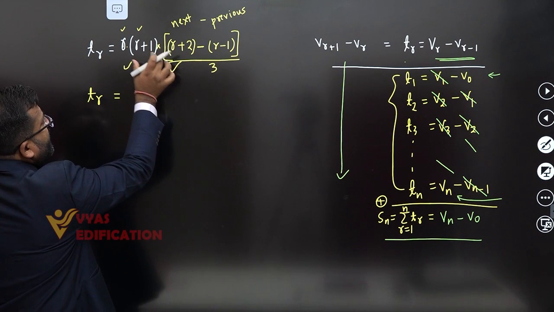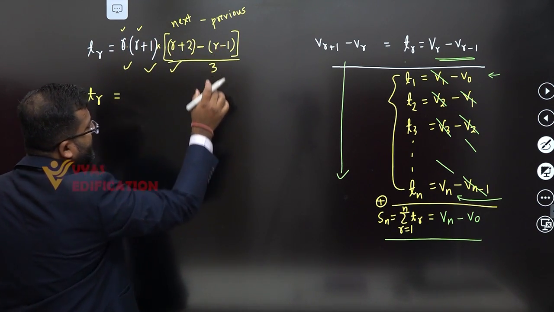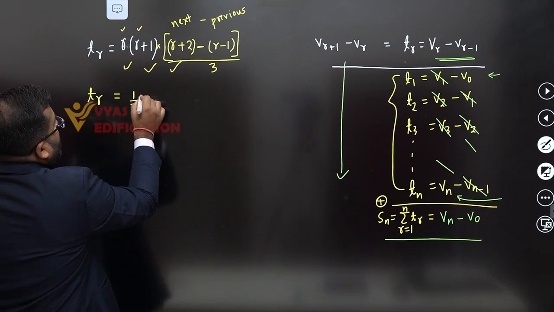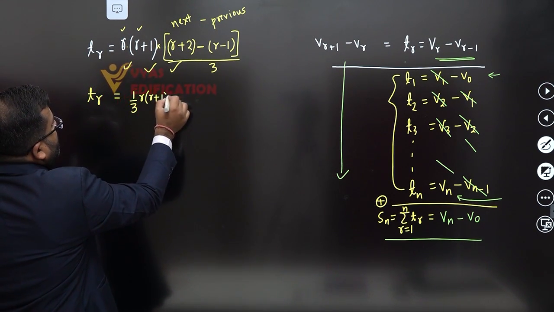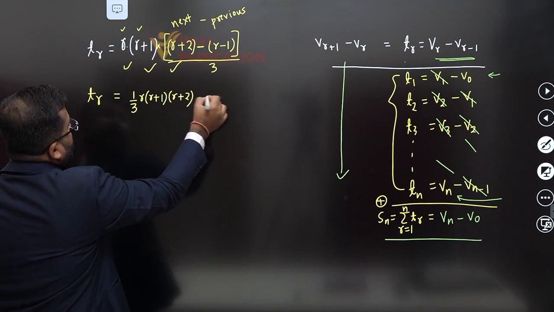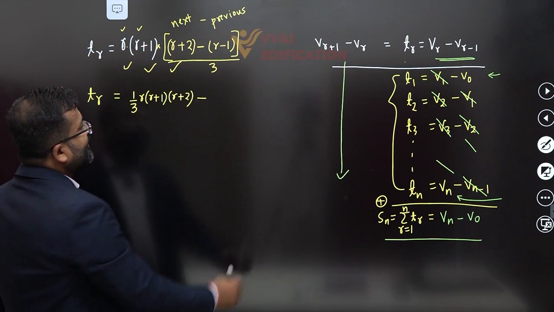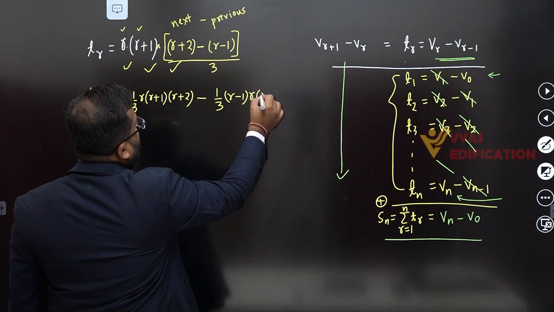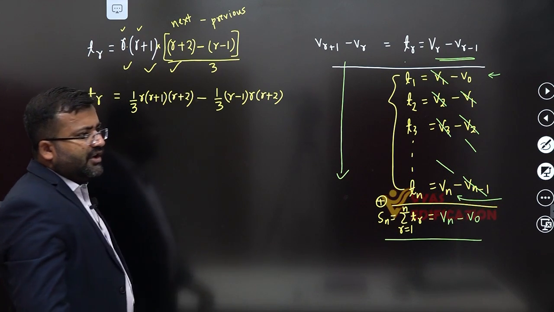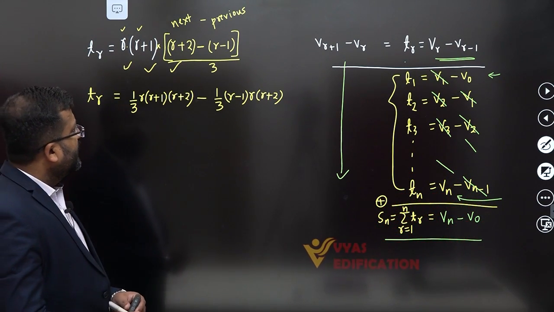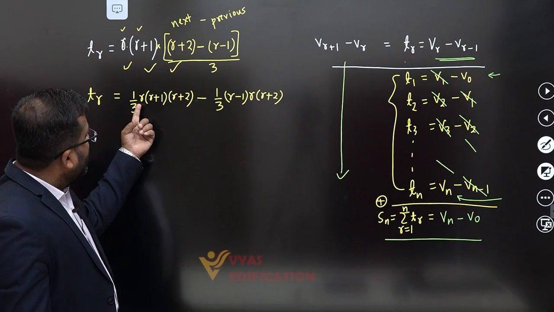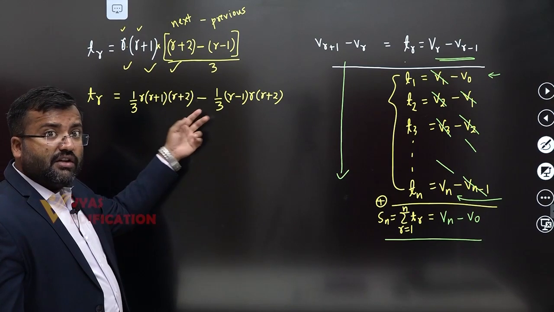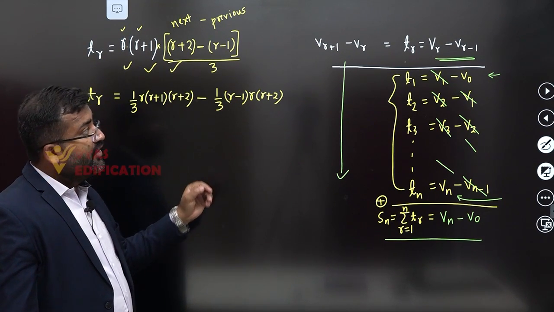this 3 is there, with r plus 1 can be multiplied here, r plus 1 can be multiplied over here as well, right? 3 will be present with both. 1 by 3 r plus 1 r plus 2, minus the other term, 1 by 3 times r minus 1 r plus 2. Do you see the benefit of writing it this way? If you replace r with r plus 1 over here, you get this term. Just the next term is present over here.